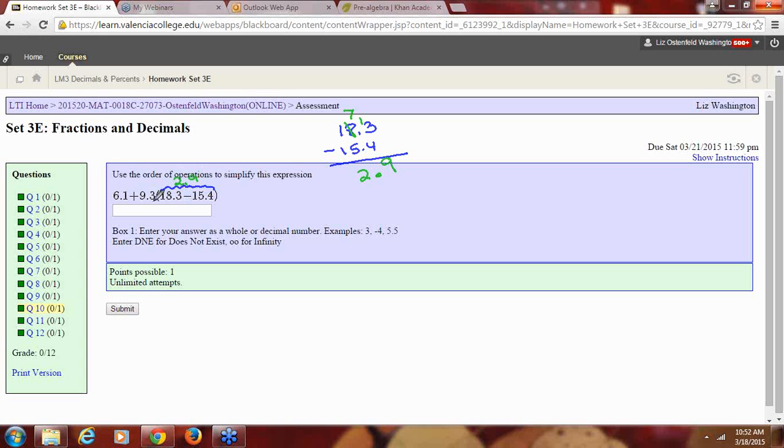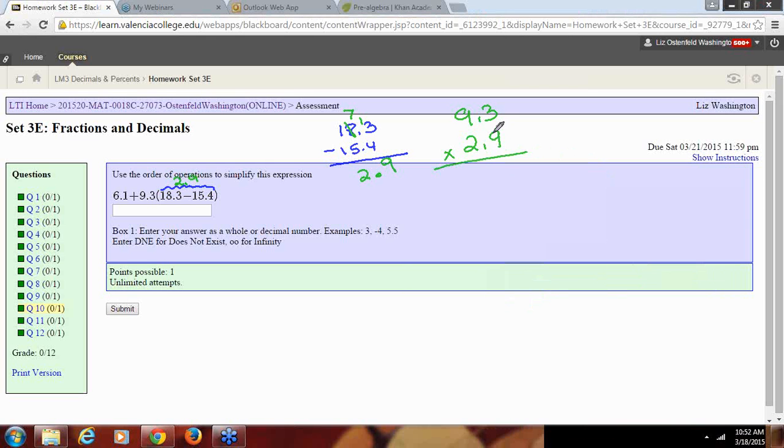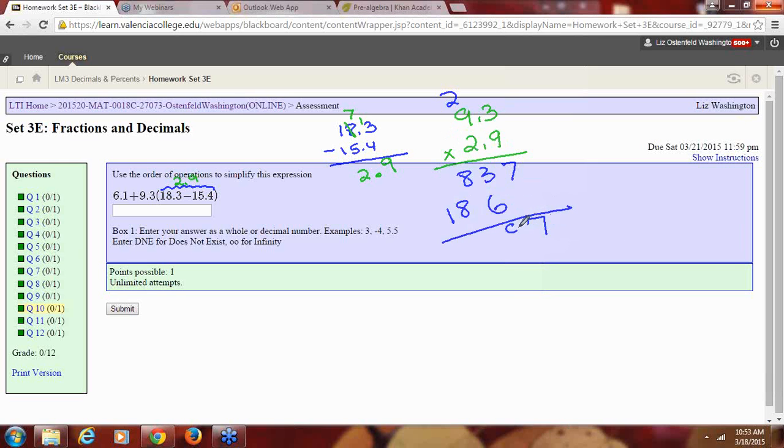So now I'm going to take 9.3 and I'm going to multiply it by 2.9. Okay? So 9 times 3 is 27. 9 times 9 is 81, 82, 83. 2 times 3 is 6. 2 times 9 is 18. Add them all together. I got 2 decimal places. So now my answer from all of this is 26.97.